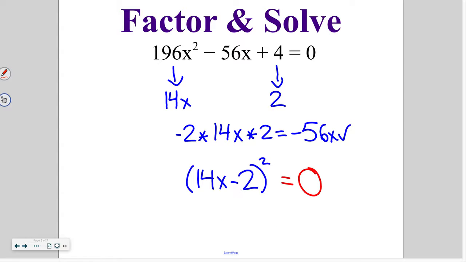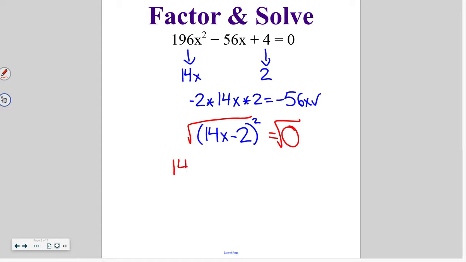Remember, with perfect square trinomials, this is the one where we can square root both sides of the problem in order to solve. This is why I wanted to go over this idea again, because this one is a unique case. So we square root both sides, and when I take the square root of the left side, I'm left with 14x minus 2. And then when I square root the second side, I get 0. So now that I have it set equal to 0, I'm going to go ahead and solve.